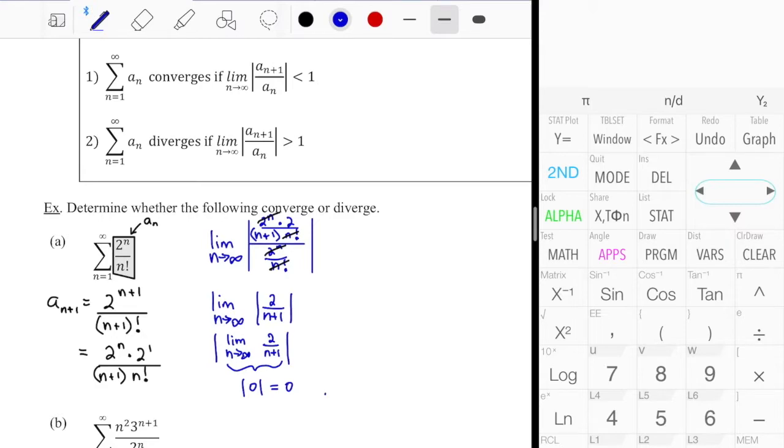So therefore, now we just rewrite the sum from n equals 1 to infinity of 2 to the nth over n factorial converges by the ratio test.